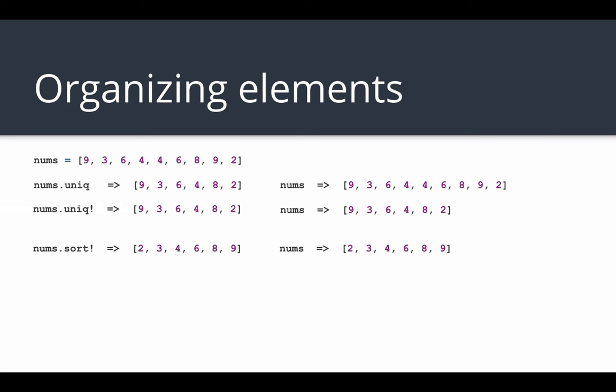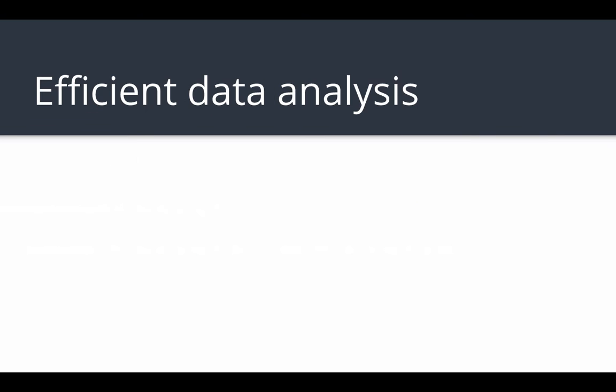Now, .sort is super helpful. Basically, it just puts everything in either numerical order or alphabetical order if you're working with strings. So let's take a look now at how we can make data analysis a little bit more efficient using Ruby and the array data structure.